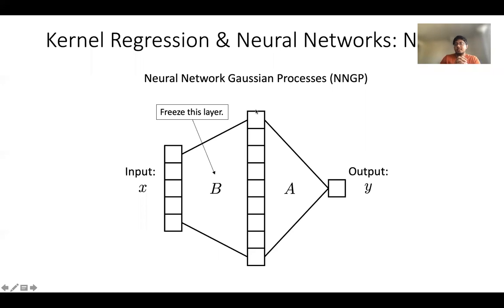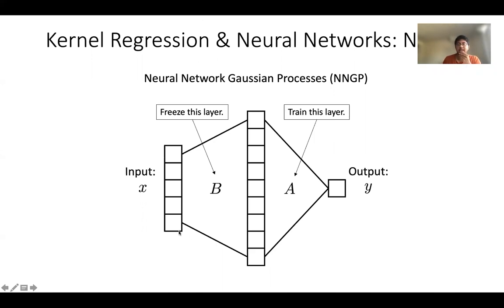The idea is, let's just take B to be a random matrix. And if I'm using my neural network to fit some data, I actually don't want to update the parameters B at all. I only want to train the parameters given in matrix A. And so this might not be such a useful practical model, but it is a very simple way to connect kernel regression to neural networks.